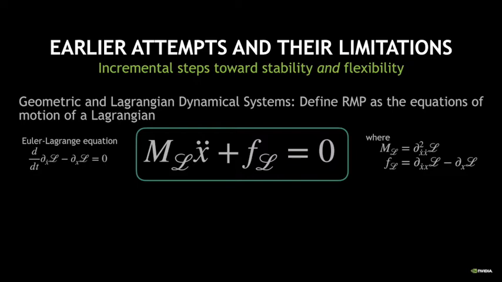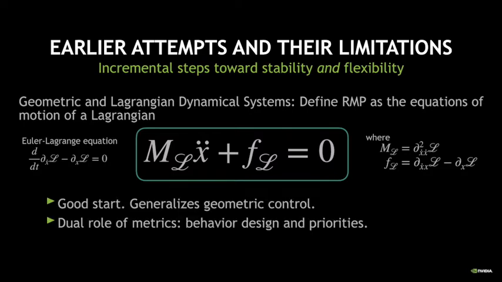These geometric dynamical systems, or what we now know as a broader class of Lagrangian dynamical systems, are basically RMPs defined by the Euler-Lagrange equation. We start with the Lagrangian, we apply the Euler-Lagrange equation, and we get an equation of the form shown in the middle here, which is a typical non-classical mechanical system, but it has the form of an RMP. And it's really characterizing behavior as a dynamical system.